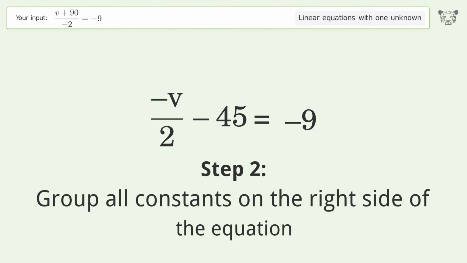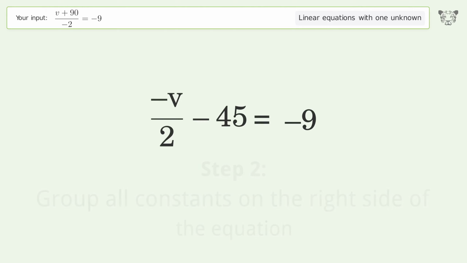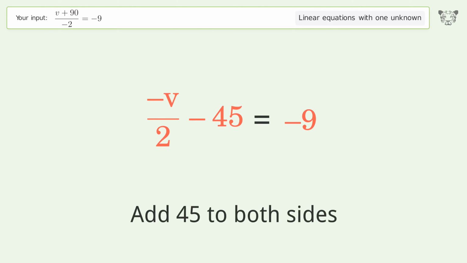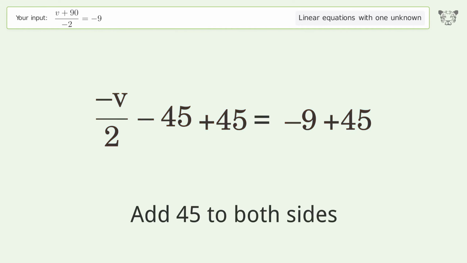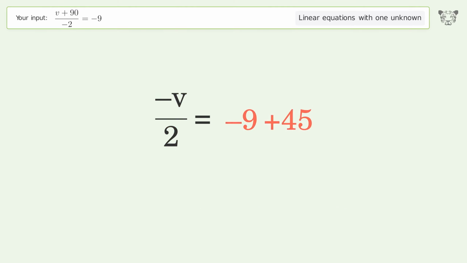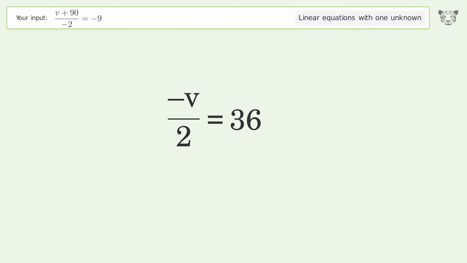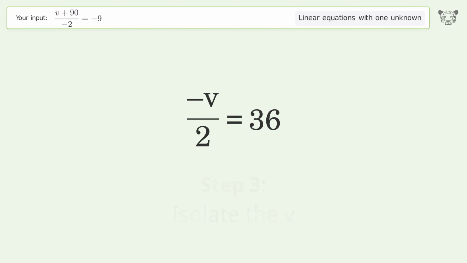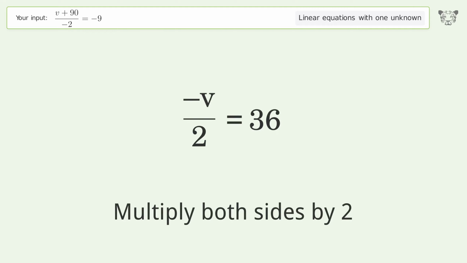Group all constants on the right side of the equation. Add 45 to both sides. Simplify the arithmetic. Isolate the v. Multiply both sides by 2.